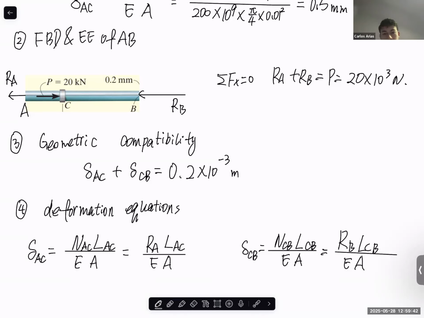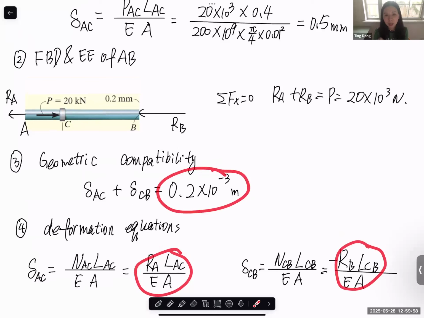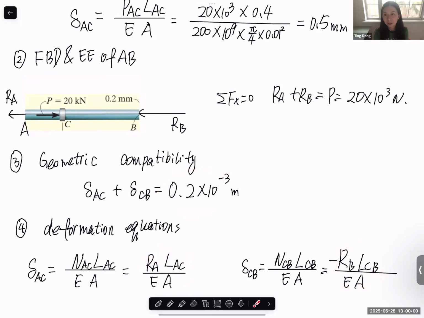Shouldn't it be negative since it's in compression? Thank you. That's the key information here. Otherwise, if you don't put a negative sign, then it becomes elongation here and elongation in the CB section equal to this gap dimension, and you will get a completely wrong answer. This is a very important point I want to emphasize here.